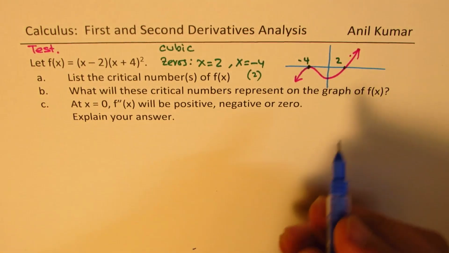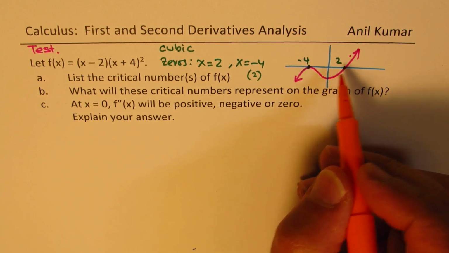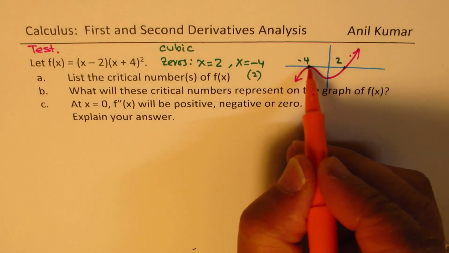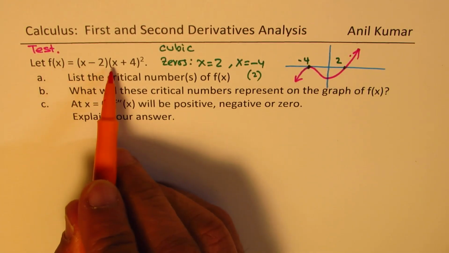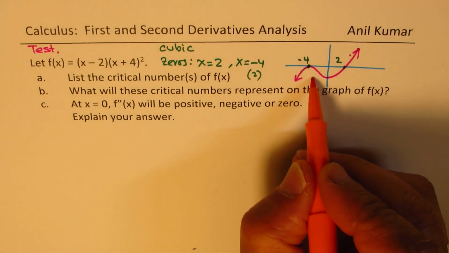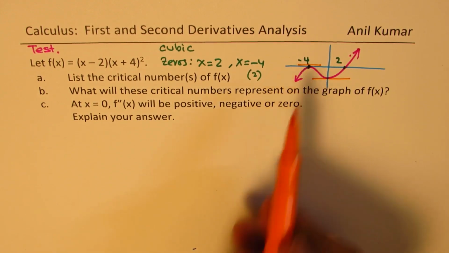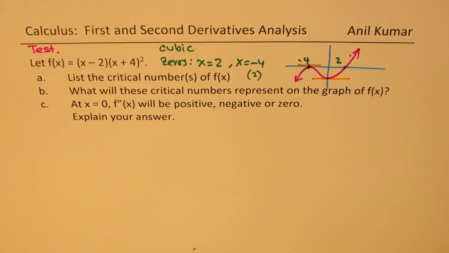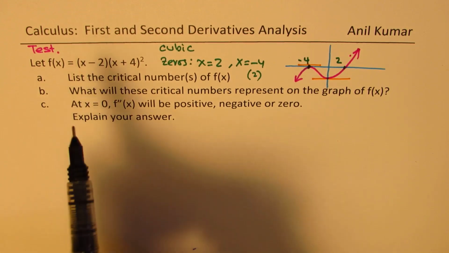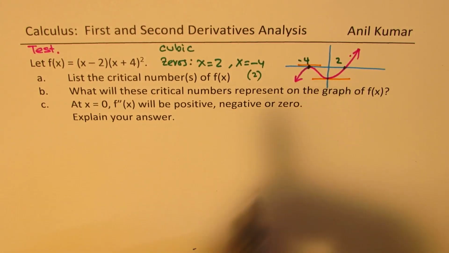Well, let's try to understand. The critical numbers are not the zeros. The critical numbers are the points where we have the first derivative as 0. So there are two critical numbers, one somewhere there and this one. These are the two critical numbers, the turning points, where the derivative is 0. So what we need to find is exactly this point.